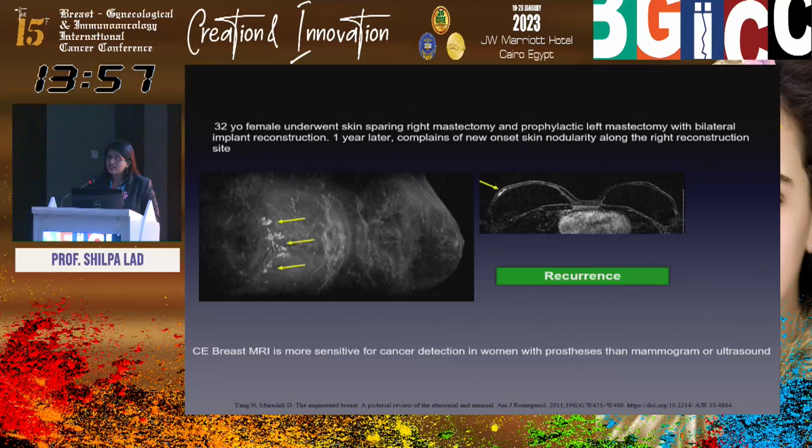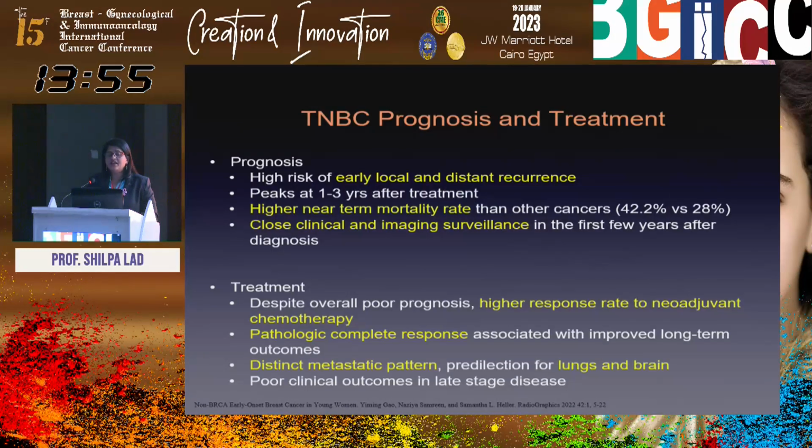So in these cases, the recurrence rate is also high. High risk of early local and distant recurrence. And that recurrence peaks between 1 to 3 years after treatment. Okay, so the initial few years, be very, very thorough when these patients come for follow-up. Higher near-term mortality also than most other cancers. Therefore, close clinical and imaging surveillance in the first few years becomes paramount.